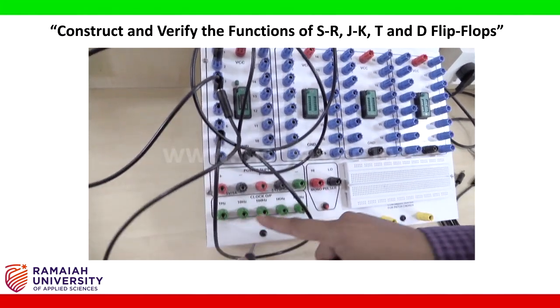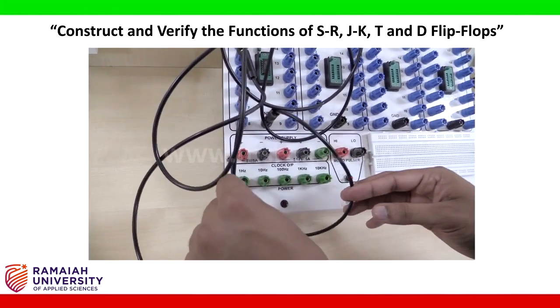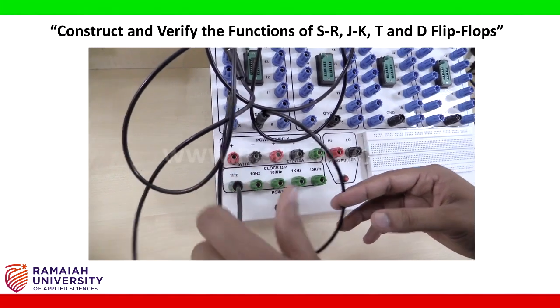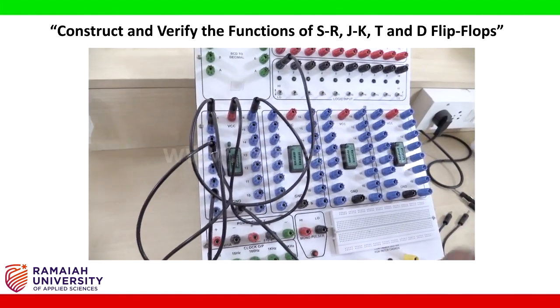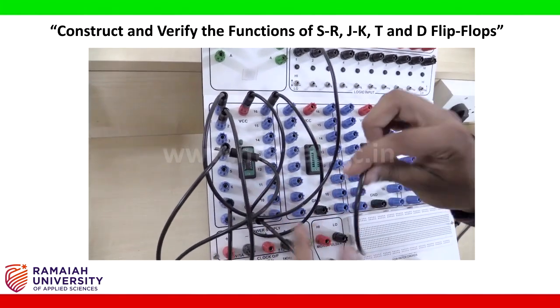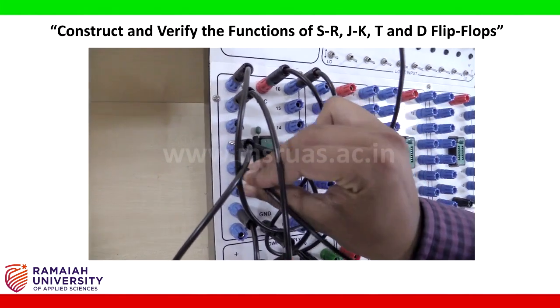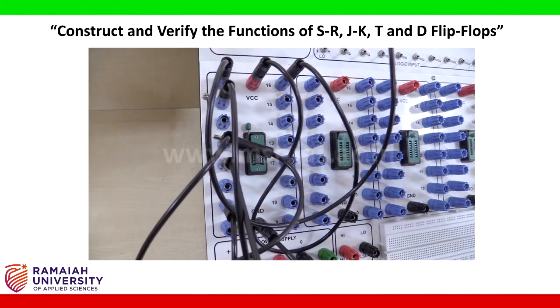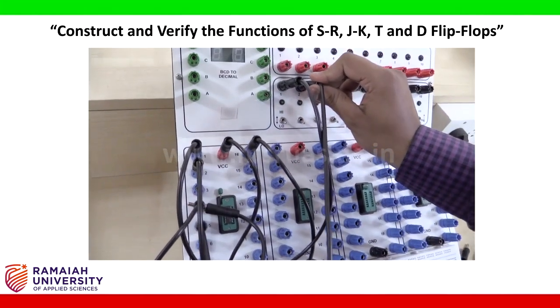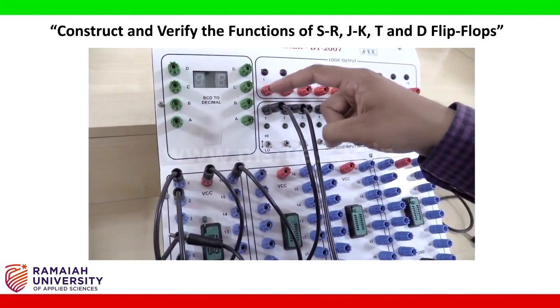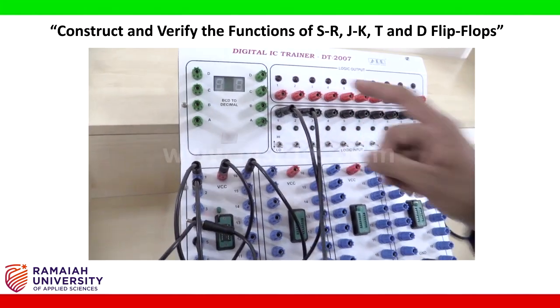Clock signals are here. I am choosing 1 Hz frequency. I am connecting it here. Then pin number 5 is one more input. This represents the R input. Therefore I am connecting here. So 2 inputs are connected now. One is S, one is R.